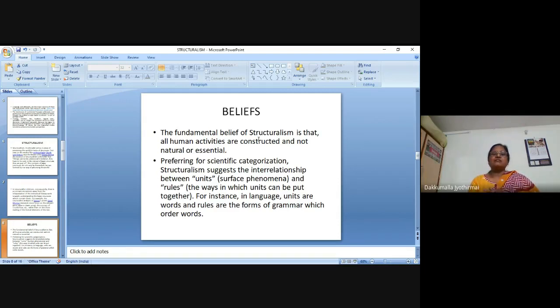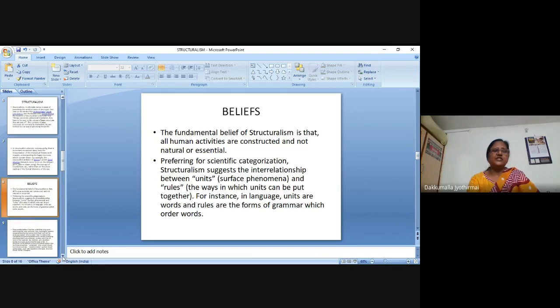This focuses on the language origin theories also. We have many language origin theories, such as the Pooh-pooh theory, the Ding-dong theory, the onomatopoeic theory, and some other theories. But structuralism believes that language has gradually developed or been constructed as a structure. Language is constructed. So these are the beliefs of structuralism.